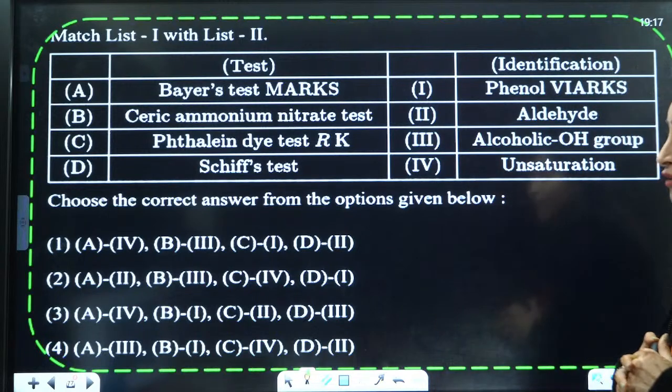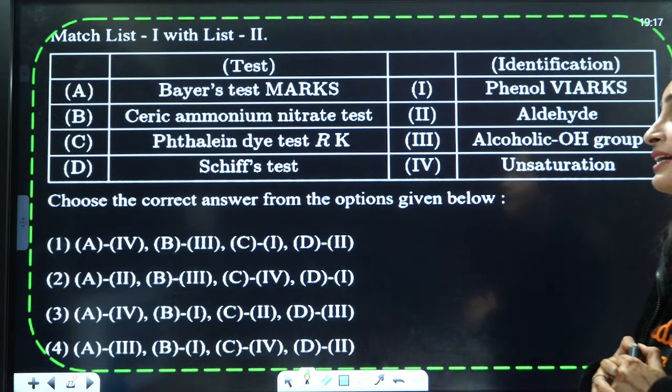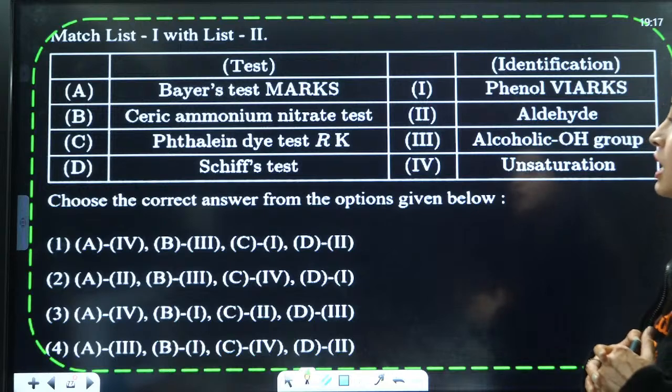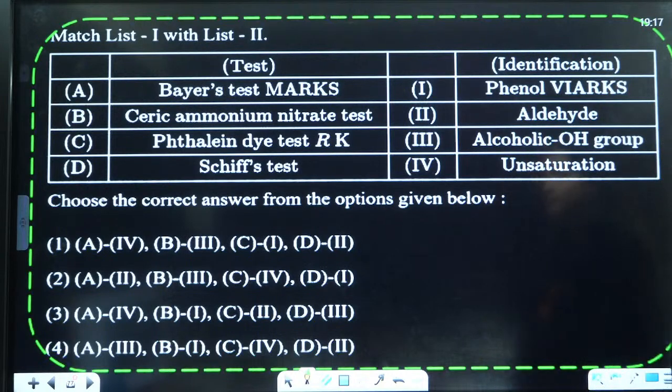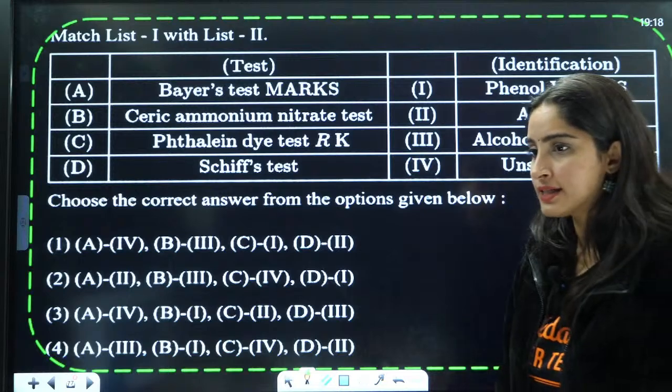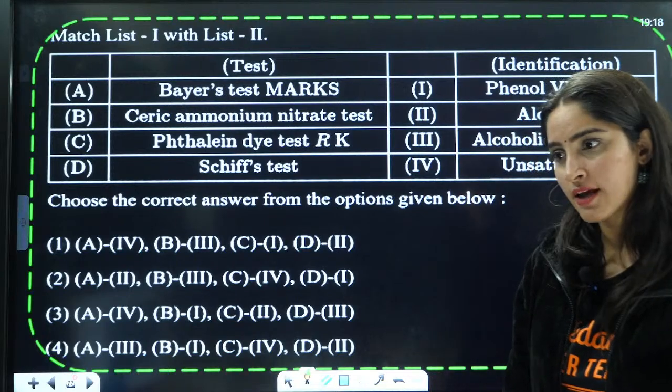Then we have the phthalate dye test. This also we have done. Schiff's test also we have done. So yes, everybody, in the chat box. Shall we start? Yes. First option.